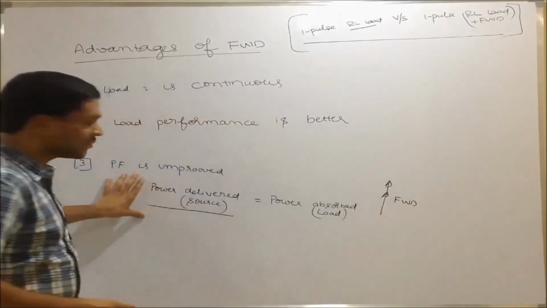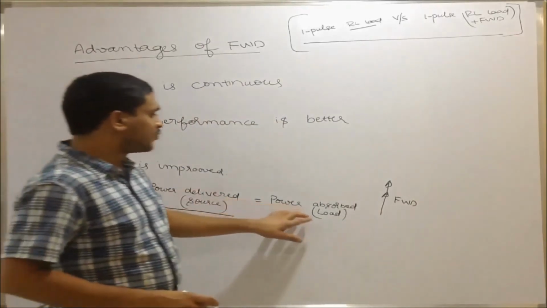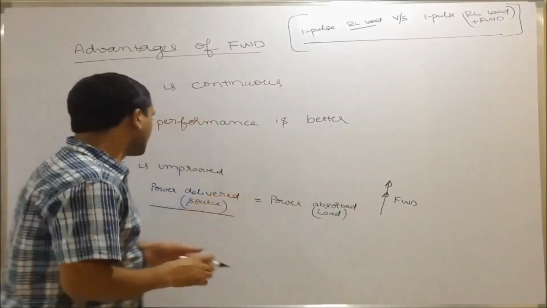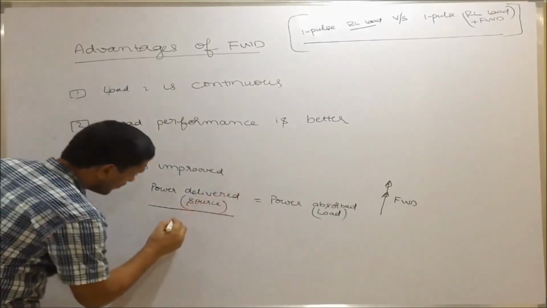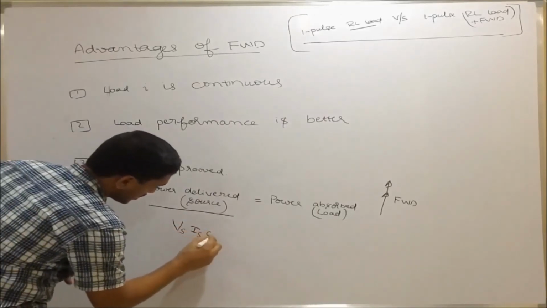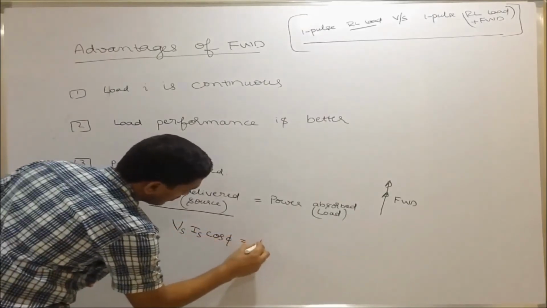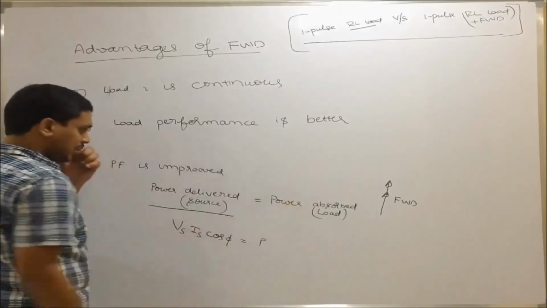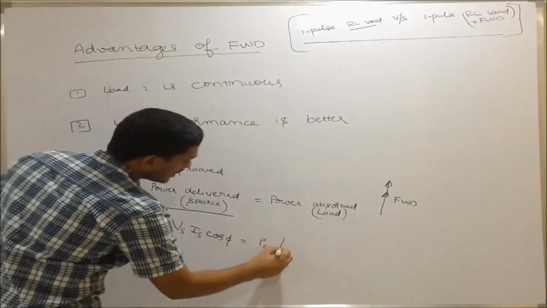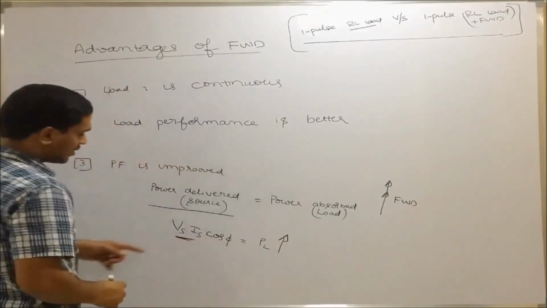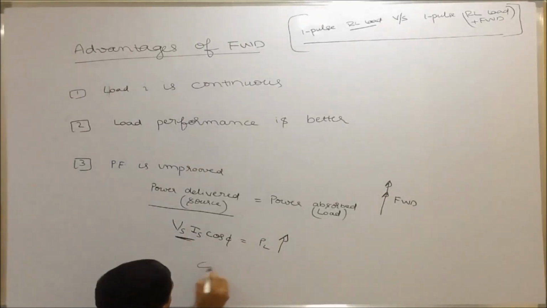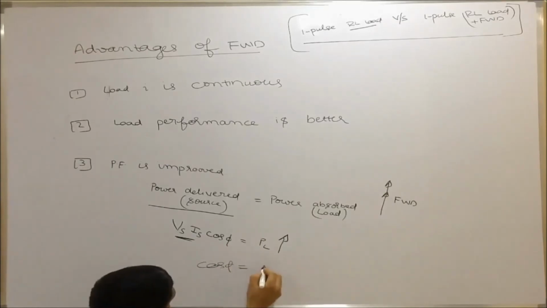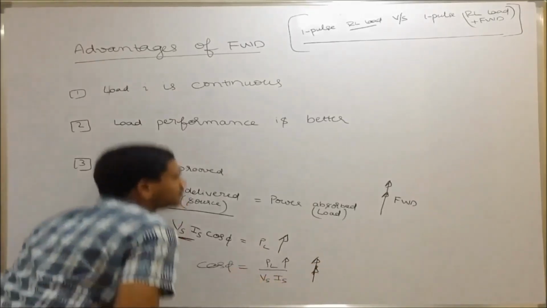Okay. Even if this term is constant, if power absorbed is more, what happens? Obviously, the power factor, P, you say PL. So if this increases, what happens? This is more or less the same with or without freewheeling diode. So now the power factor increases, PL divided by VS IS. This increases.